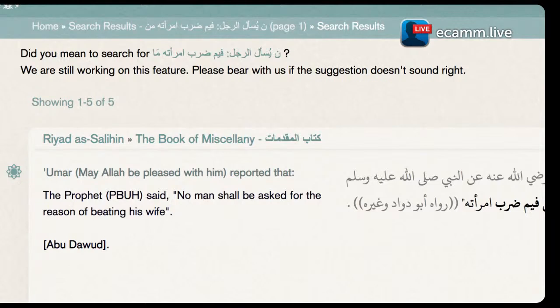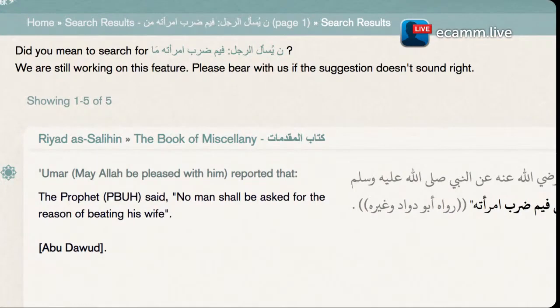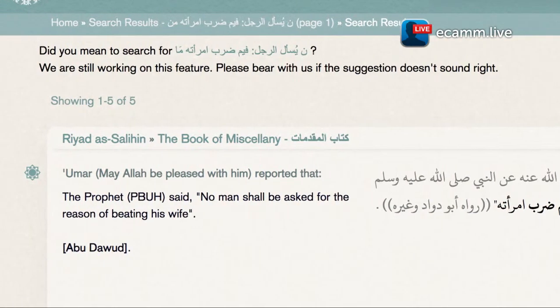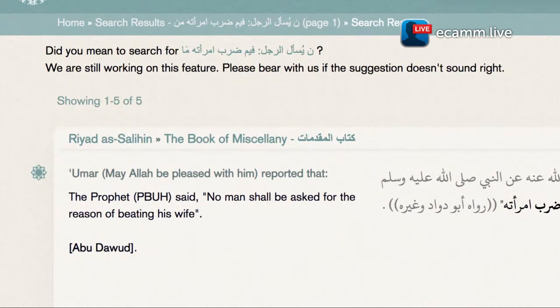This is what it really says, and this is what Islam is about. A man cannot be questioned why he is beating his wife. As simple as that. And still there is somebody who will say this is not really what Islam teaches. I mean, this is their prophet. This is not the opinion of some scholar. He is the one saying that a man will not be questioned, which means you can beat her for any reason you want.